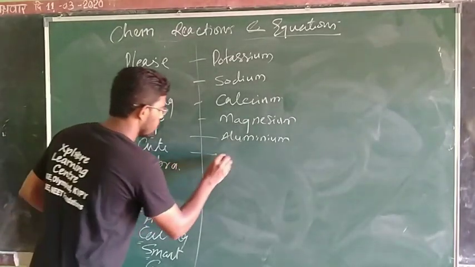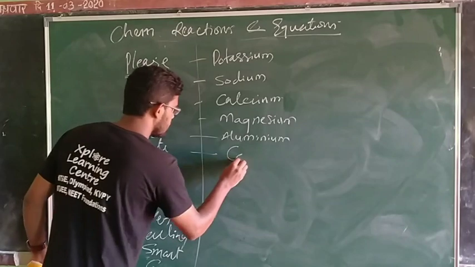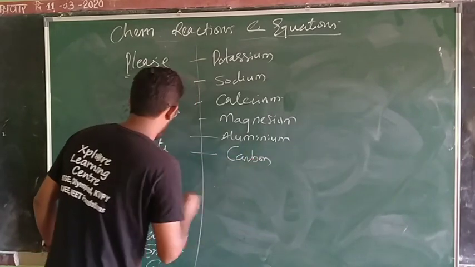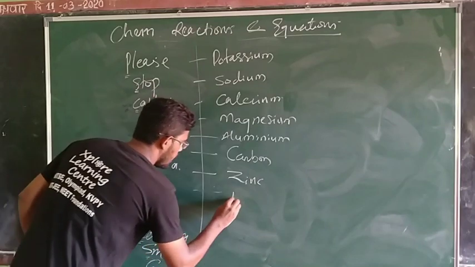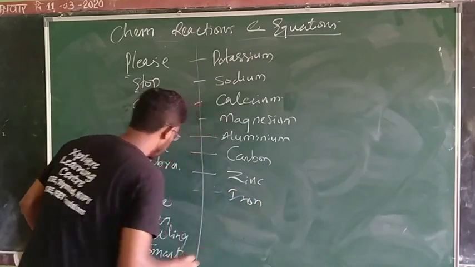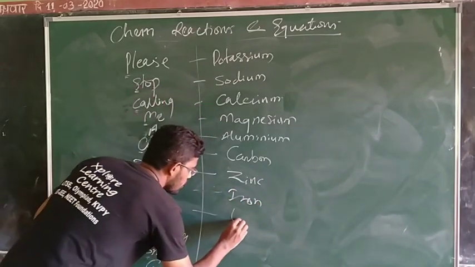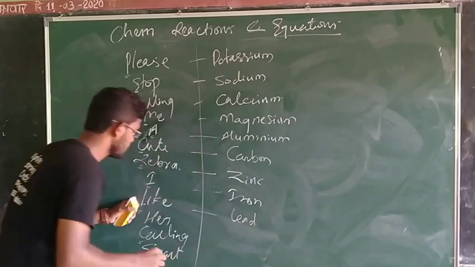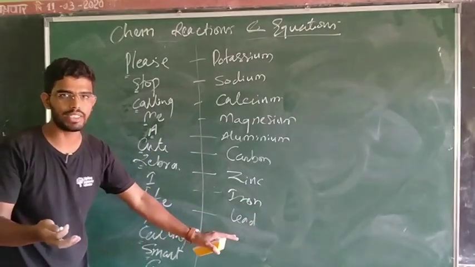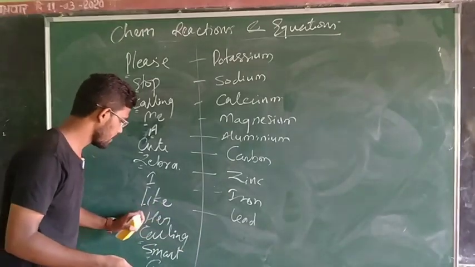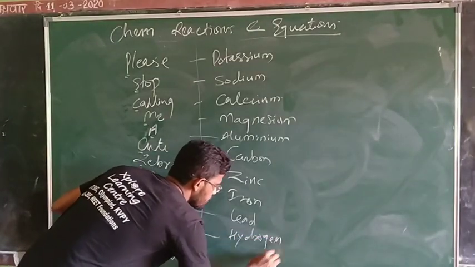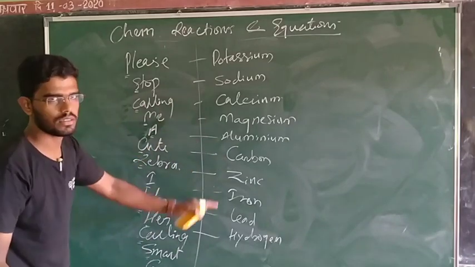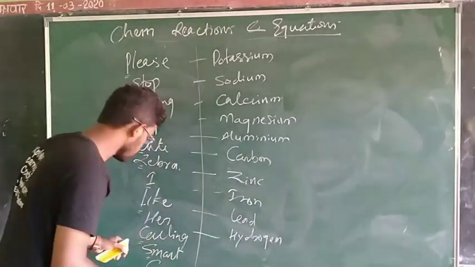Now C stands for carbon. Z stands for zinc. I stands for iron. L stands for lead. You remember this L is for lead, not for lithium. You may get confused there. Now H stands for hydrogen. All of you are familiar with these few elements. Only those we consider. Okay.